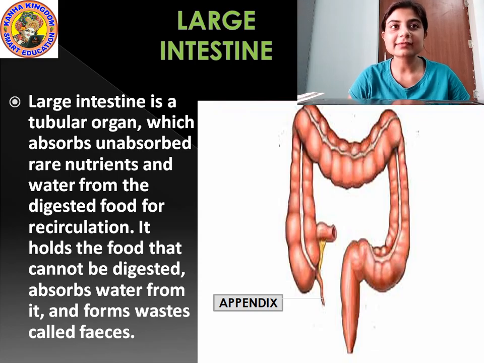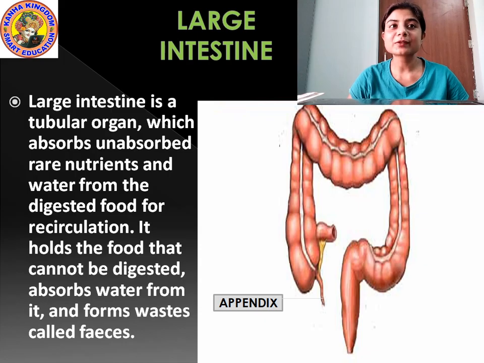The large intestine is a tubular organ. Tubular organ means it is a tube-like organ. Can you see? It is a tube-like organ. Yes or no? You can make out from the picture what kind of organ it is. It is a tube-like organ. That is why it is called a tubular organ.